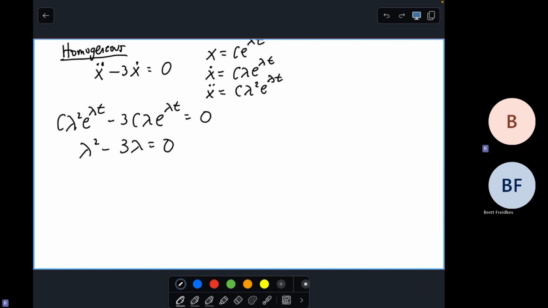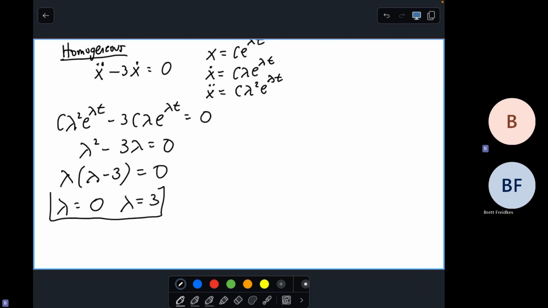So what you can do is factor out a lambda if you want. You can also do quadratic formula. That also works if you want to spend that time. But you will get two roots. Lambda is equal to 0, and lambda is equal to 3. Are there any questions about that?